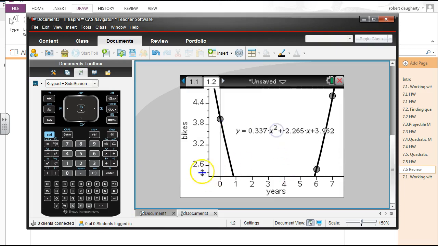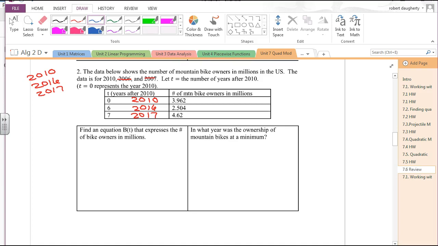Now it looks like it's chopped off. The axis doesn't actually go far enough down. I could resize that, but I really don't need to at this point. I can just take that model. So it's 0.337, minus 2.265, 3.962. So let's go ahead and do that real quick. So our model is y equals 0.337 x squared. So here's my model.